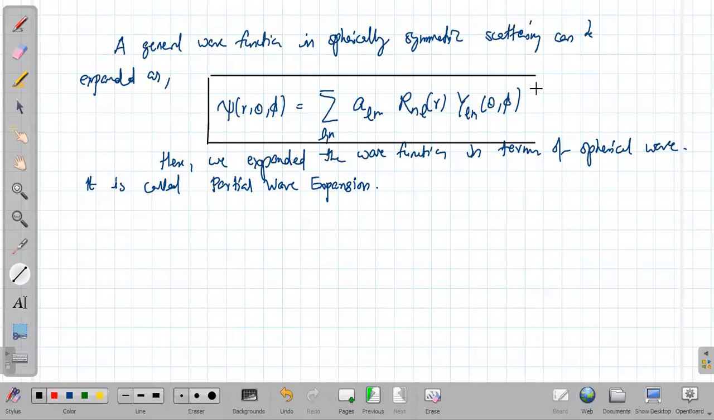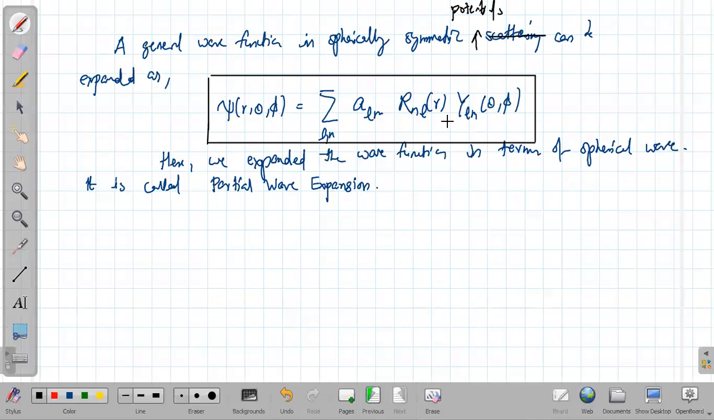In any spherically symmetric problem, we can use this kind of expansion, and it would be very beneficial in some situations, particularly for spherically symmetric potentials. Okay, so it is not spherically symmetric scattering. There is a small mistake here. It's not scattering. For a spherically symmetric potential, we can expand the wave function in this particular form.